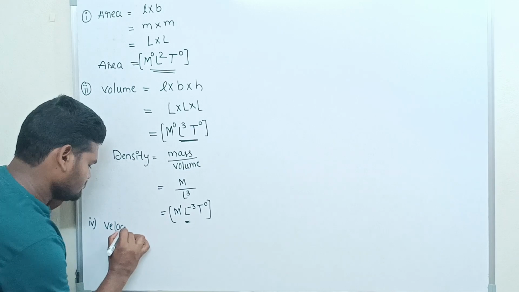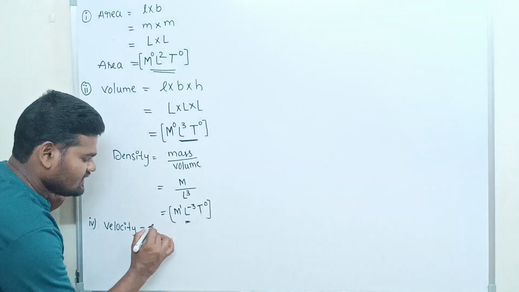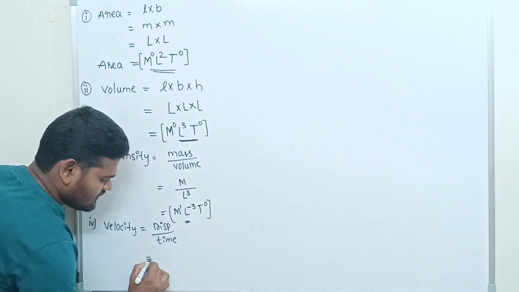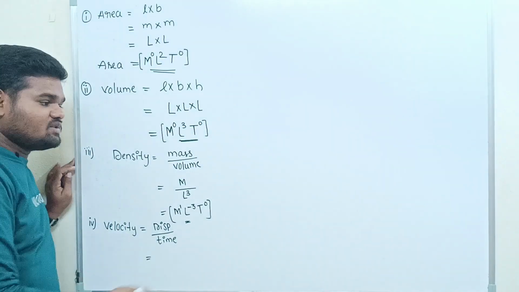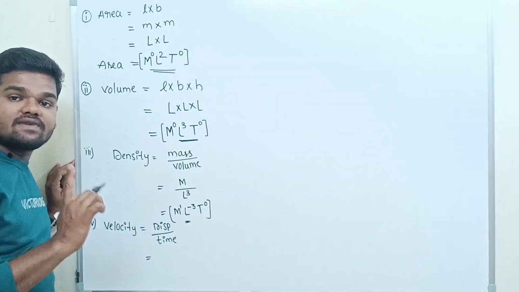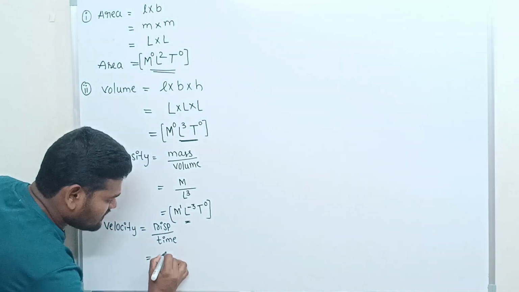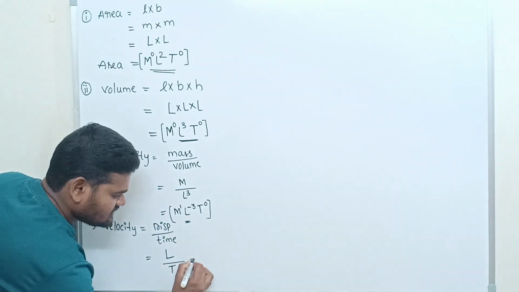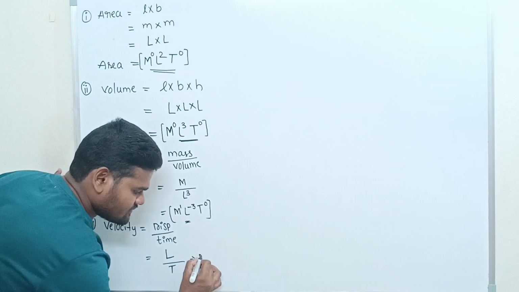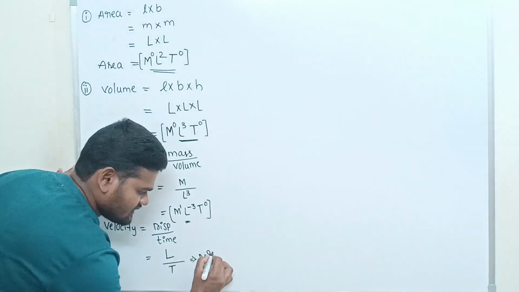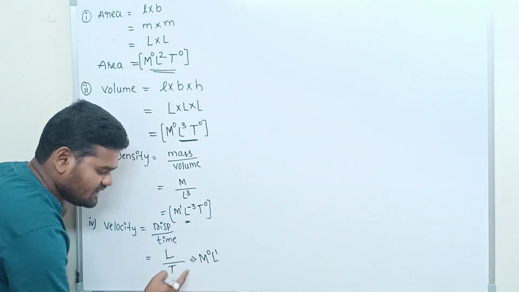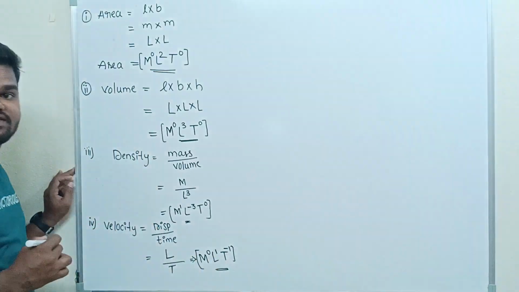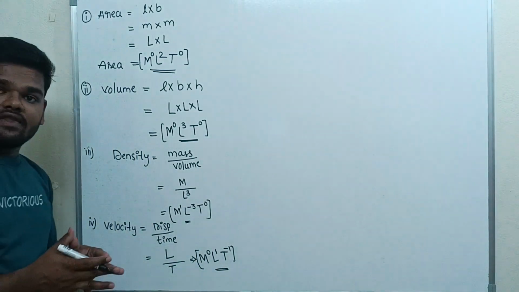Fourth one, velocity. What is velocity? Displacement by time. Displacement can be measured in length, 2 meters, 3 meters, 4 meters. That means displacement is nothing but length, so the dimensional formula is L, divided by time, T. Any mass term present here? No mass term, so mass power 0. L power is 1. If T comes to numerator, it becomes T power minus 1. So this is the dimensional formula for velocity. Are you getting? Any doubt? Right.